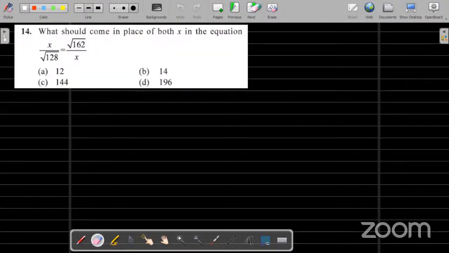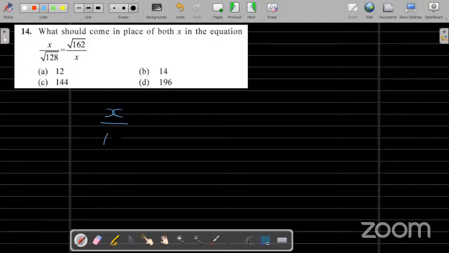Next question. What should come in place of both x in the equation? x by root 128 equals root 162 by x. Okay, I think it is given like x by root 128. The easiest method is going for some sort of approximation.